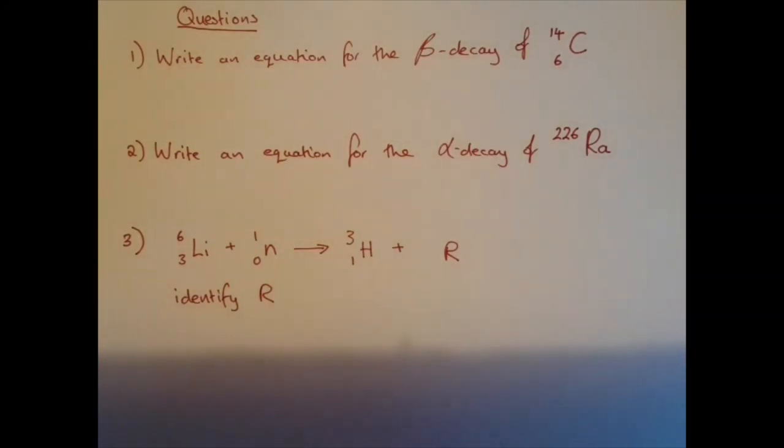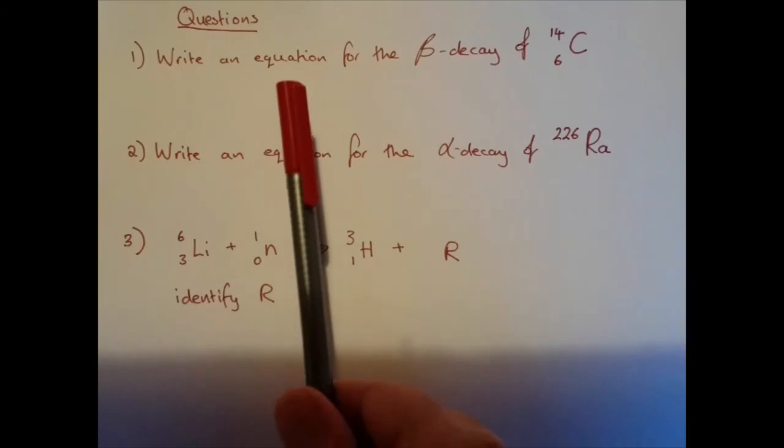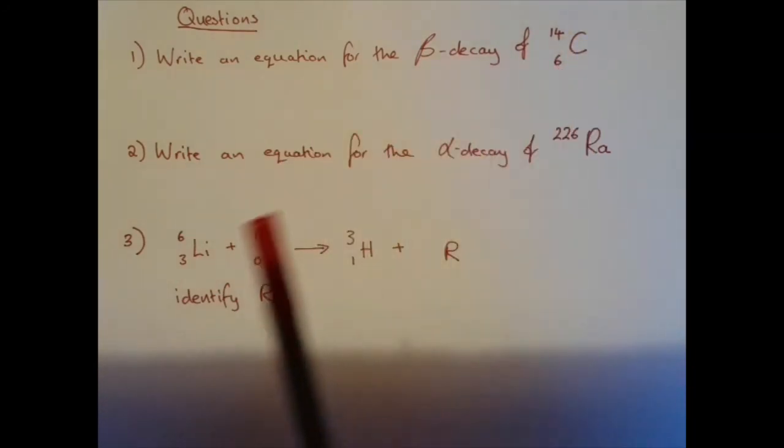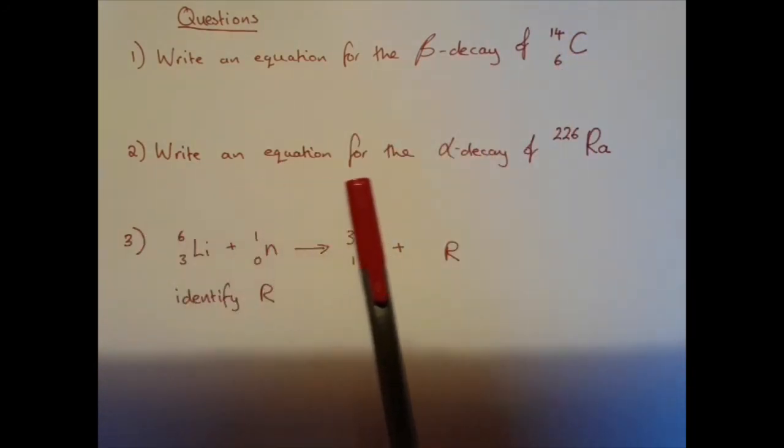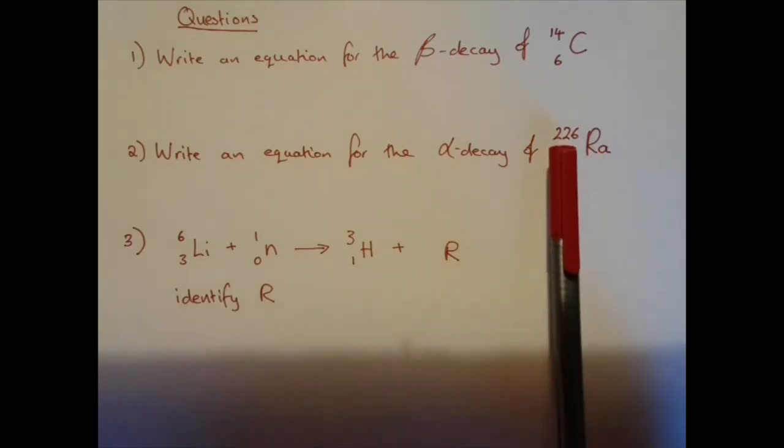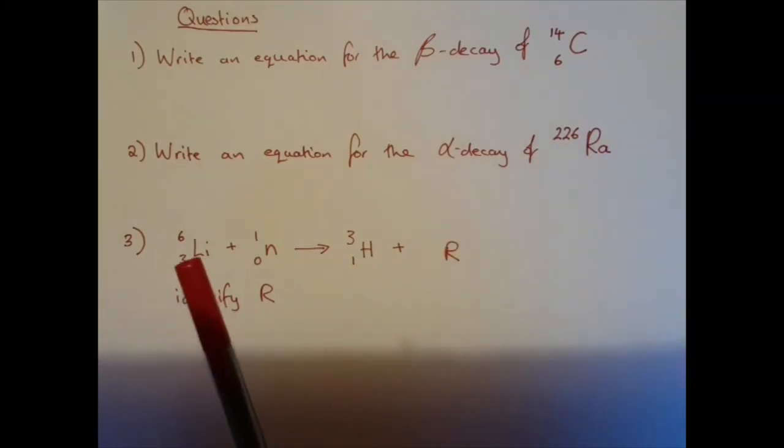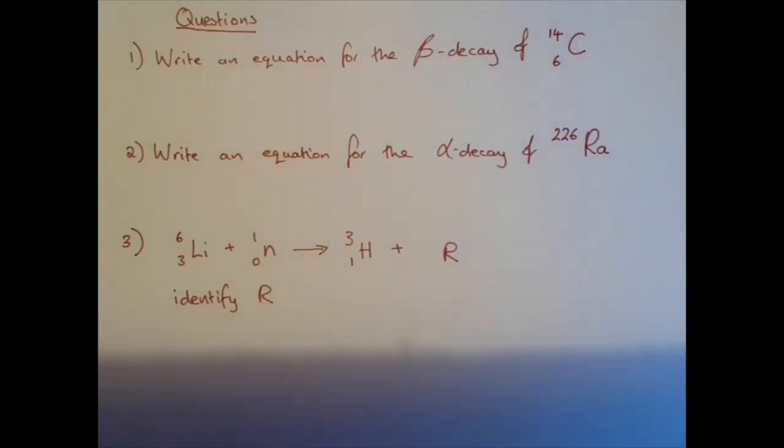Okay, so again we've got 3 practice questions. Question 1, write an equation for the beta decay of carbon 14. Question 2, write an equation for the alpha decay of radium-226. And question 3, we're given a nuclear equation here and you have to identify R. Make sure you pause the video before listening to me go through the answers to these.